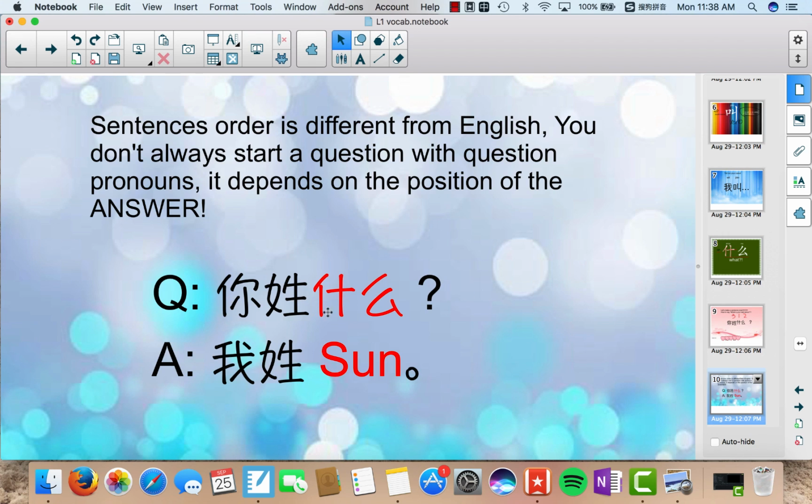In English, you say, what is your last name? Keep in mind, in Chinese, we put the question pronoun where your answer is. So you say, 你姓什么? Answer, 我姓Sun. 你姓什么? 我姓 Smith. Your last name is what? My last name is something. Okay.